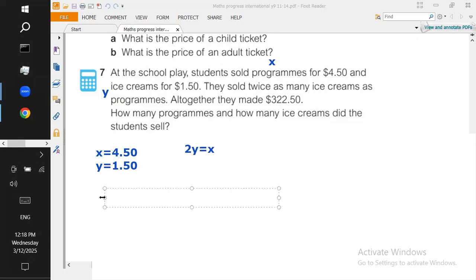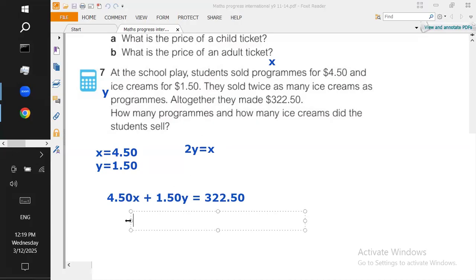So how many programs? I don't know, but I know that each one costs 4.50 multiplied by programs, which is X, plus the Y, which is the ice creams. Each ice cream costs $1.50, so $1.50 multiplied by Y together, it will equal $322.50. Okay, so this is the first equation. I know that each one of them costs this one, but I want to know the total of programs and the total of ice creams. And then the second equation is this one.